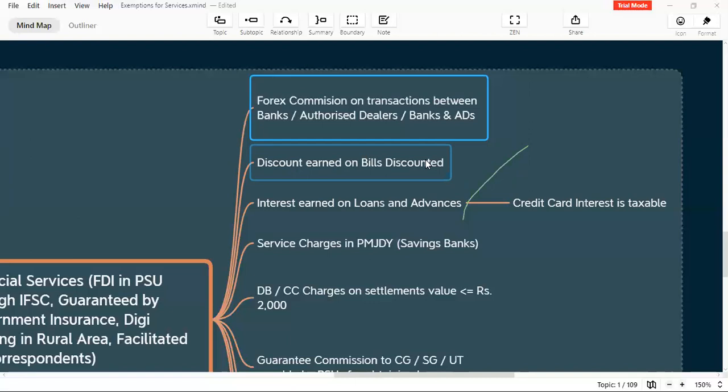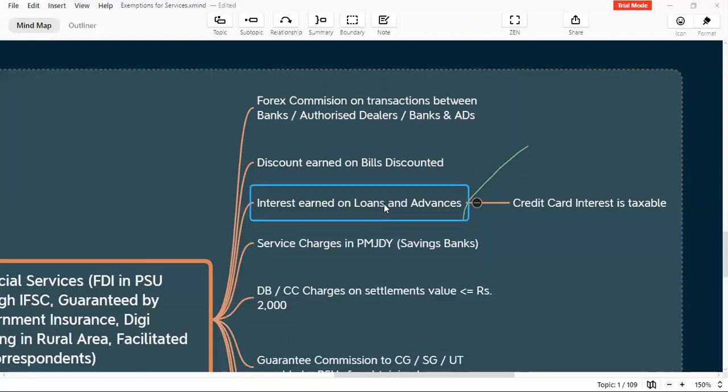I repeat this, when you say discount earned on bills discounted, it is with the bank, not with any third party. The third part is interest on loans and advances, which is also exempt. But here they said credit card interest alone is taxable, all other interest is exempt. Okay, so this is what they have told in this case.